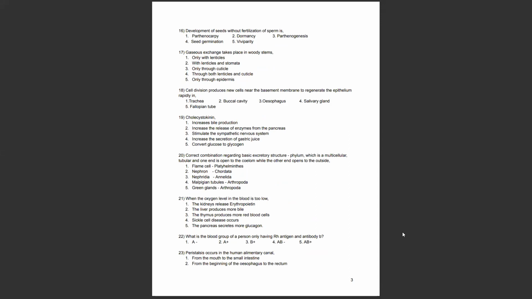Right? Question number 16. Development of seeds without fertilization of sperm, is it parthenogenesis or parthenocarpy? It is parthenogenesis. Parthenogenesis means seed development without fertilization. Answer number 3.